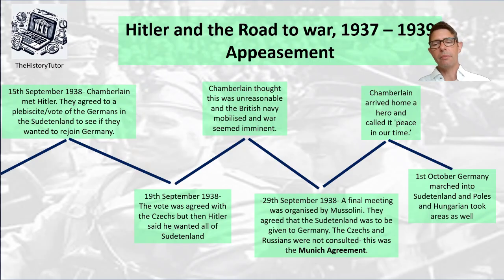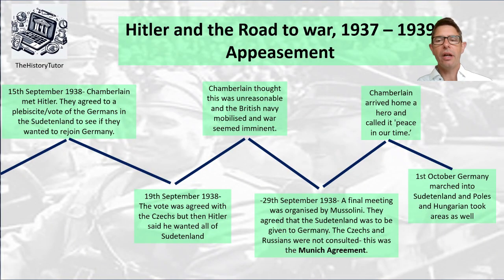Then on the 29th September, there was a final meeting. This is the Munich meeting. And in this meeting, chaired by Mussolini, they agreed that Sudetenland was to be given to Germany. The Czechs and Russians were not consulted about this, and this was the Munich Agreement. People did not want war at this stage, and particularly Britain and France did not want war. They were willing to sacrifice Czechoslovakia to stop war.